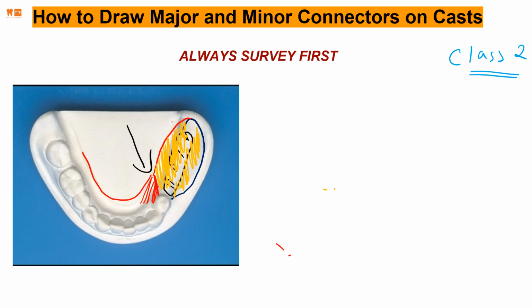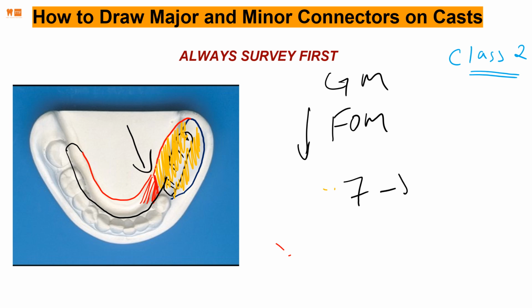And in this case, the major connector that we would use is a lingual plate or a bar, depending on the vertical dimension of floor of the mouth from gingival margin, either 7 to 8 millimeters or less.